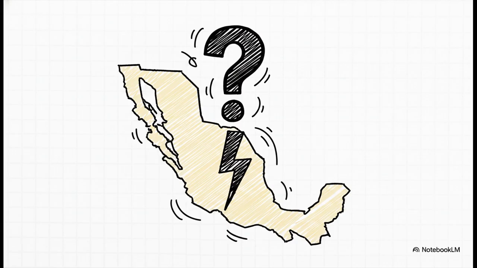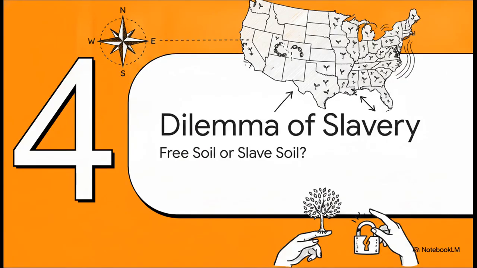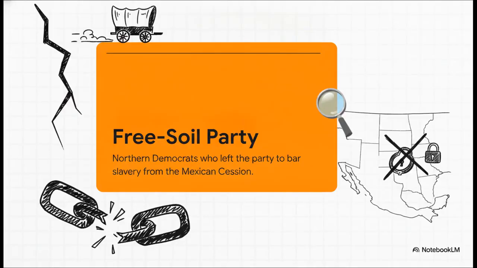The very moment that land became American soil, the burning question was, will it be free or will it have slavery? The treaty might have ended the war with Mexico, but it essentially kick-started a political war right inside the United States. And that takes us to Section 4, the dilemma of slavery, free soil or slave soil.